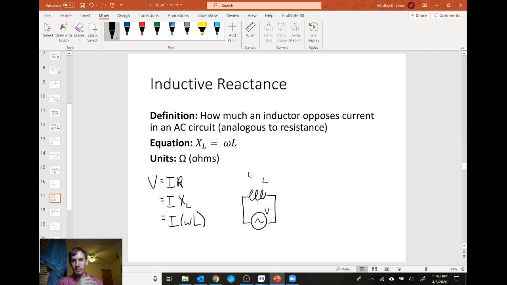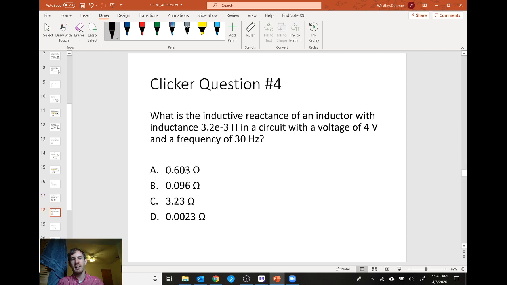So pretty straightforward. I think that's actually the next question. The next question is literally, what is the inductive reactance of a circuit where you have an inductor with an inductance of 3.2 times 10 to the minus 3 henries, a voltage of 4, and a frequency of 30 hertz? So the inductive reactance is just omega L. This is angular frequency.